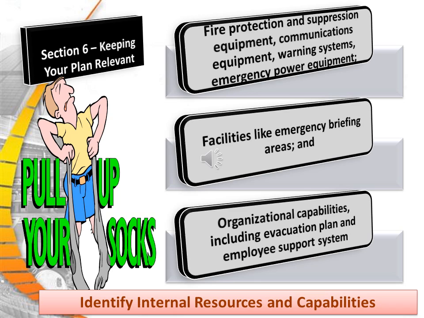Identifying internal resources and capabilities includes fire protection and suppression equipment, communications equipment, warning systems, emergency power equipment, facilities like emergency briefing areas, organizational capabilities including an evacuation plan and employee support system.